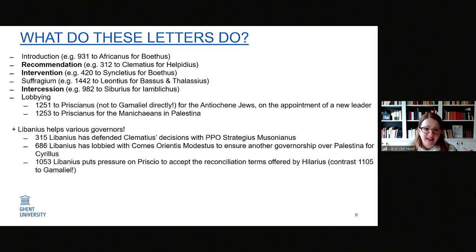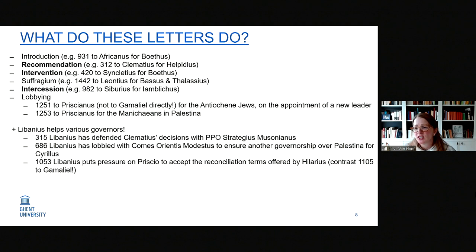where he tries to influence the judicial decision of the governor as a judge in the provincial court. For example, when the slaves of Iamblichus of Apamea have run away and rebelled, and they have sought refuge, Libanius asks that the governor, Siburius, be very strict and punish the slaves and send them back, of course, to Iamblichus. And then finally, we have two letters with which Libanius is really engaging in lobbying.